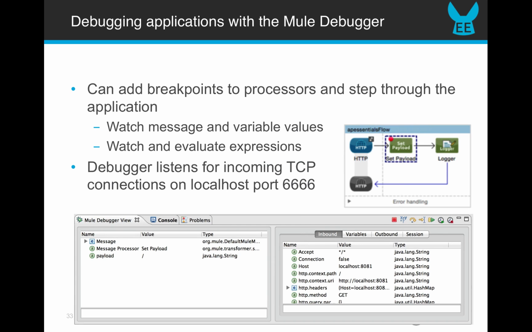Debugging applications inside of Mule is an EE-only feature, and it's quite simple to set up. Similar to a debugger in most programming languages, we can add breakpoints to the processors and step through the application as the message moves from one message processor to the next. We can watch the message and variable values as they go through, and also evaluate expressions. The debugger listens for incoming TCP connections on localhost 6666. This port is configurable if your machine has contention.